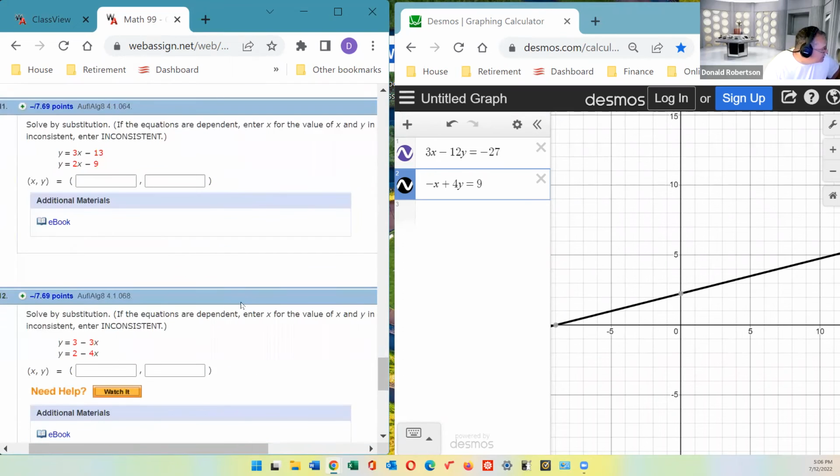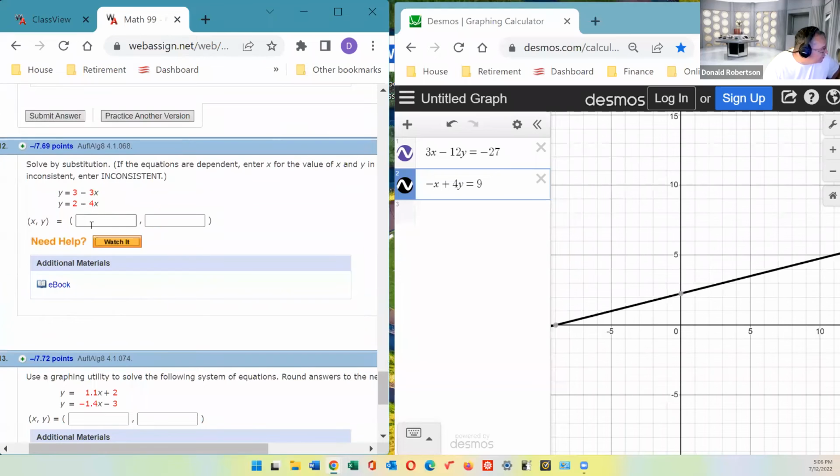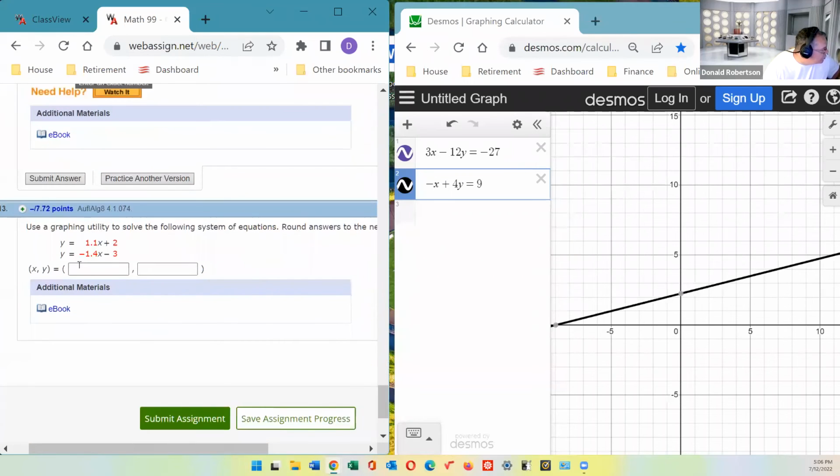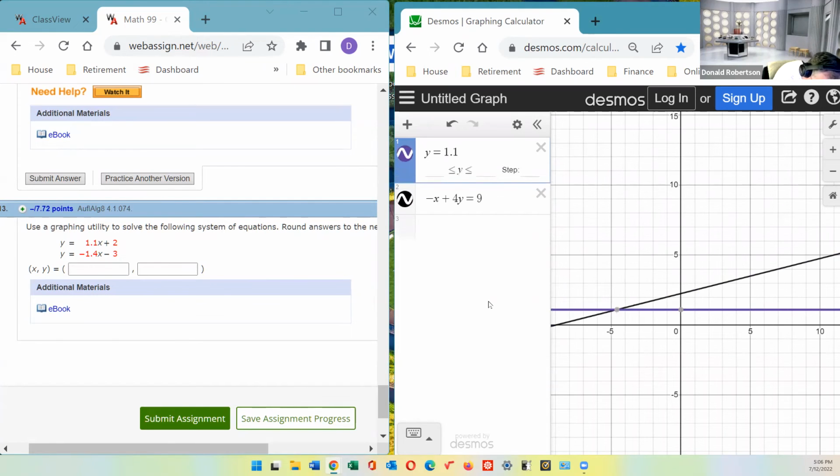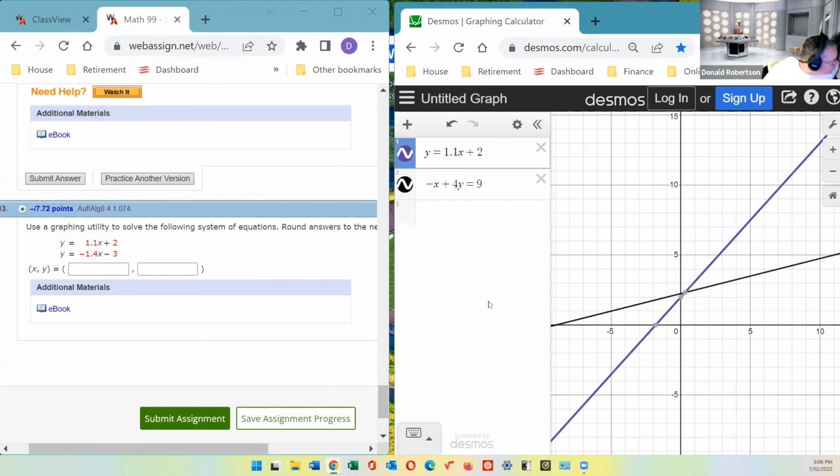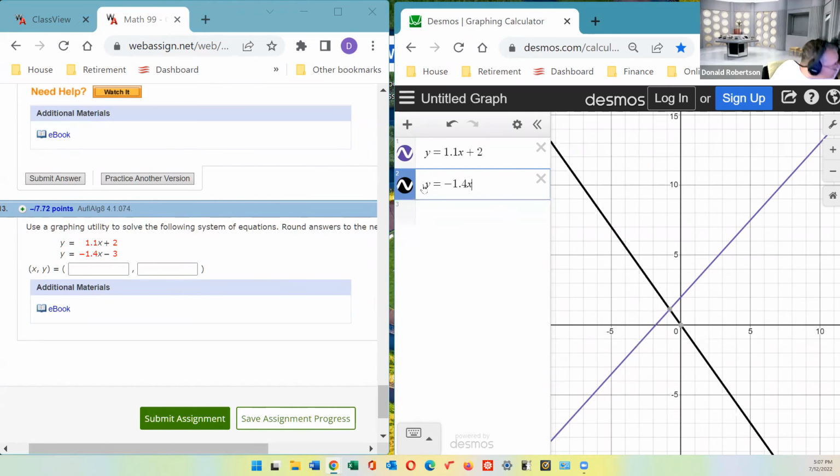Try that one, you'll get a solution. I'm pretty sure that one works. That has a solution, that one works. This is the last one, really. Y is going to equal 1.1x add 2. And the second equation is going to be y equals negative 1.4x, take away 3.